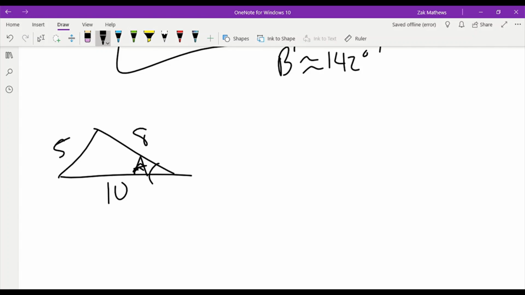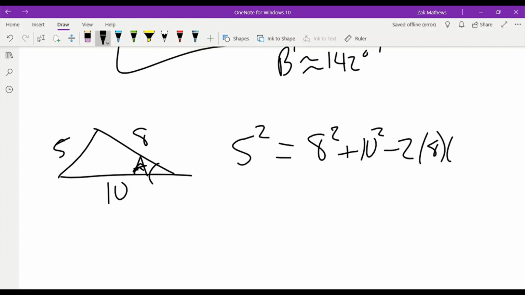So we'll have the opposite, which is the 5. 5 squared equals 8 squared plus 10 squared minus 2 times 8 times 10 cosine of unknown A. Again, other videos will show you how to calculate this A, but what we should find is that this A is approximately, might just round, 30 degrees. We should be a little bit more precise, use some decimals.